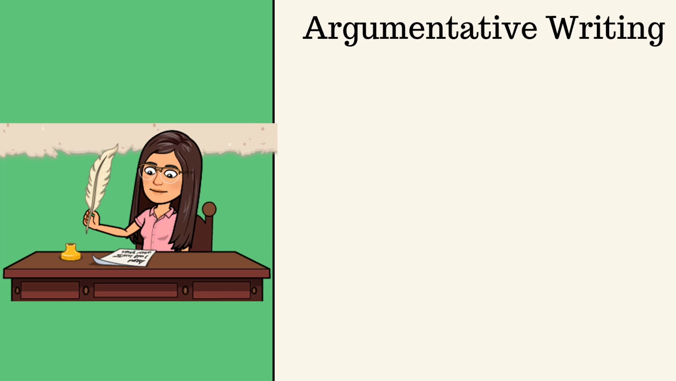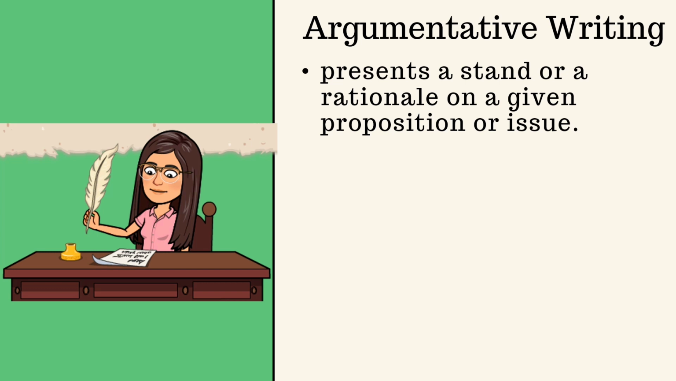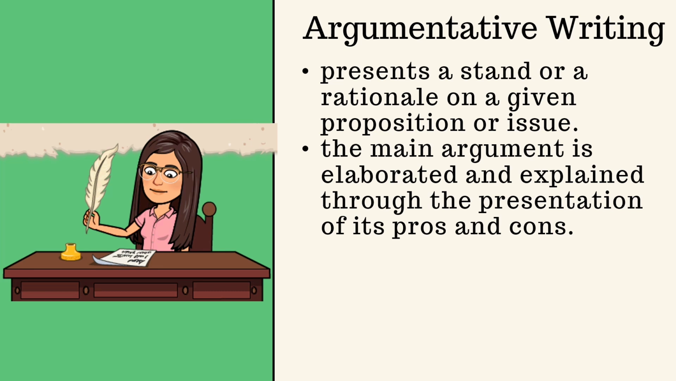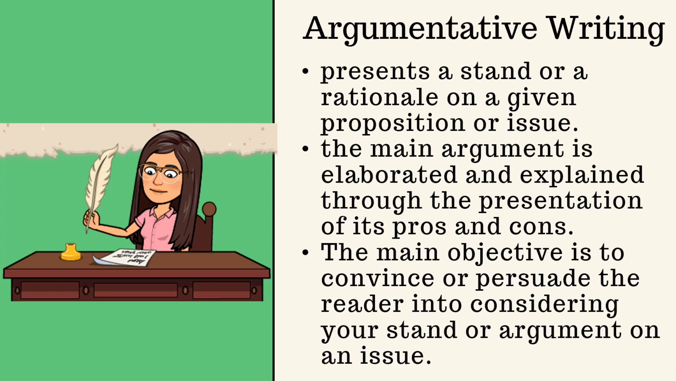Now, let us talk about argumentative writing further. It presents a stand or a rationale on a given proposition or issue. The main argument is elaborated and explained through the presentation of its pros and cons. Also, the main objective is to convince or persuade the reader into considering your stand or argument on an issue.